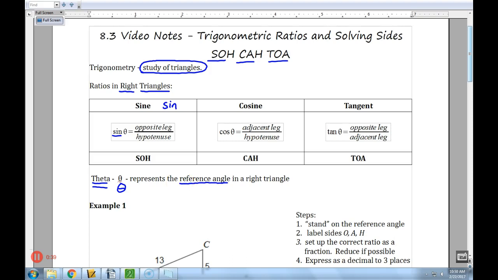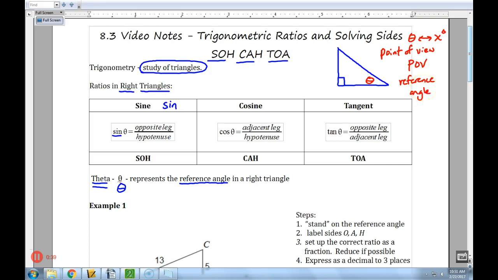So if you have some right triangle, something like this, and there's my right angle. If I put theta in right here, you can almost think of theta as like an X. Theta is basically the same as X degrees. We don't know how many degrees it is. But it's really your point of view, also known as a reference angle.